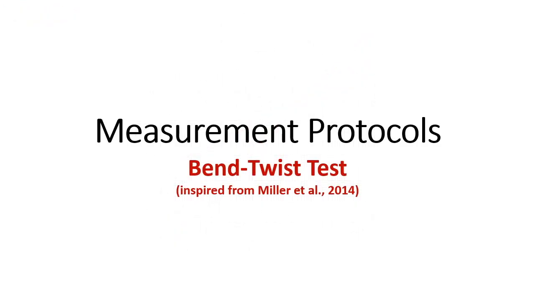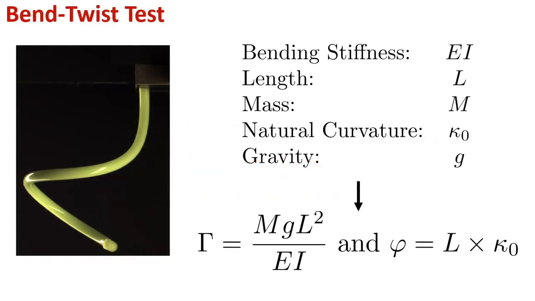The second protocol we introduce is the bend-twist test for curly rods. We present the work of Miller et al. as a measurement protocol to study the coupling between bending and twisting in curly rods. As opposed to the cantilever test, we need a second dimensionless parameter phi to properly categorize the system. Phi by 2 pi determines the number of turns the rod makes.